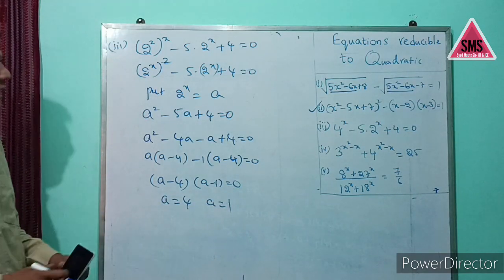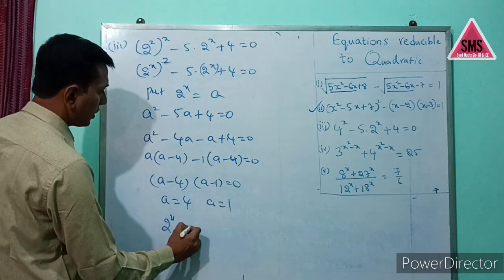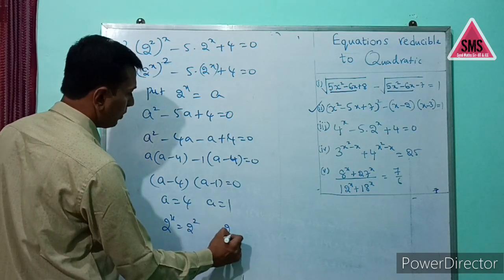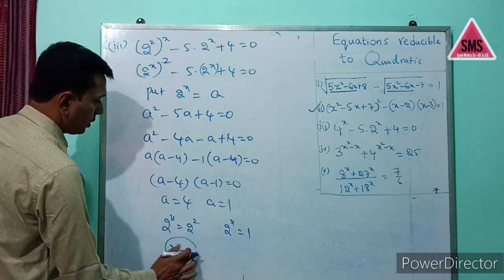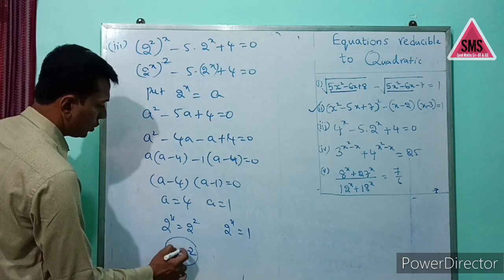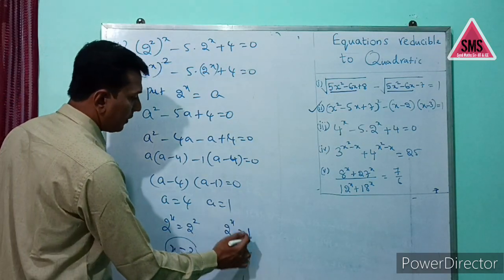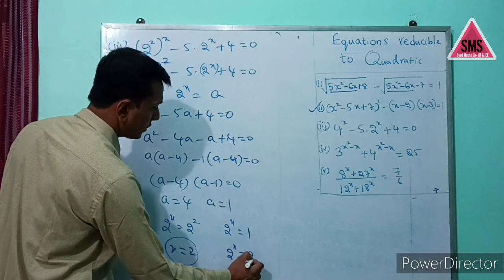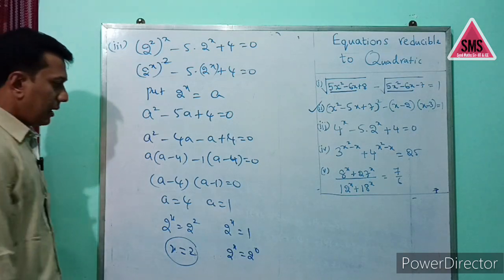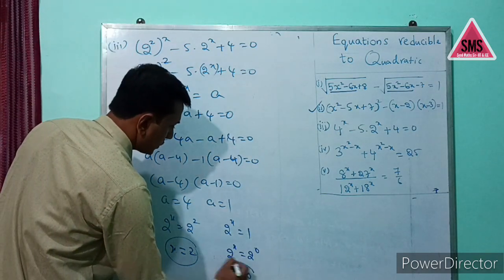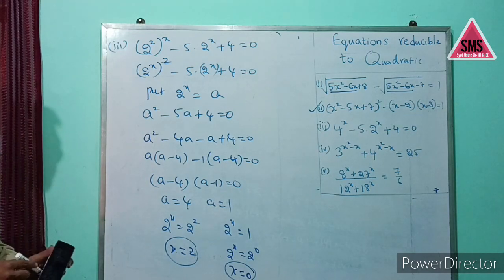But what is actually the a value here? We considered it as 2 power x. So 2 power x equals 4, and this 4 can be written as 2 square. Here x equals 2, because bases are equal, we can equate the powers. Now 2 power x equals 1, and 1 is 2 power 0. Here also the same concept: since the bases are equal, the powers can be equated. x equals 0. Like this we will get two roots of the quadratic equation.